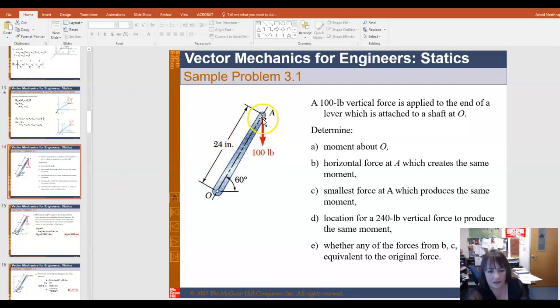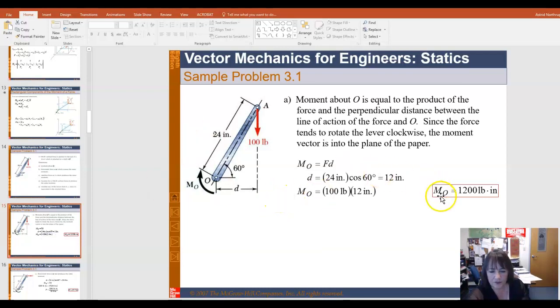So just a hint, if this is 100 pounds and this distance is 24, if we're going to compute the same moment about point O and we have a longer force or larger force, we're going to have a shorter distance, aren't we?